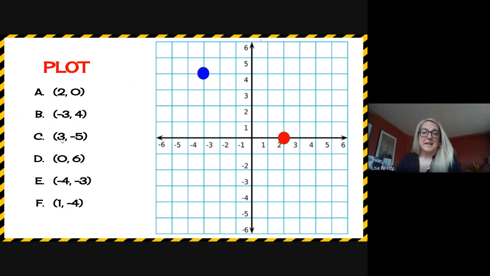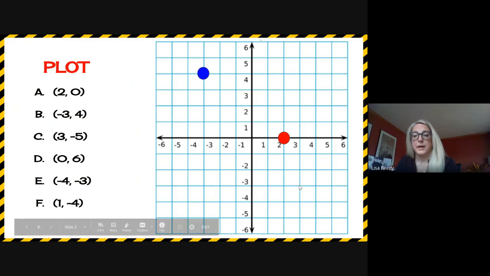When we look at C, it says 3, -5. Again, always starting at the origin, always going on the x-axis first. It's a positive 3 this time, so I'm not going to go to the left. I'm going to go to the right: 1, 2, 3. And then my 5 is negative, and my negative on my y-axis goes down: 1, 2, 3, 4, 5. Should show up right there.